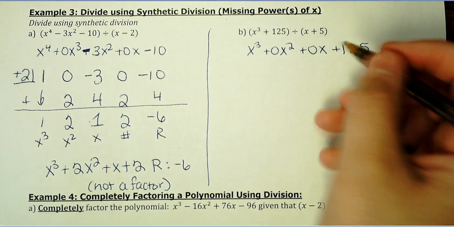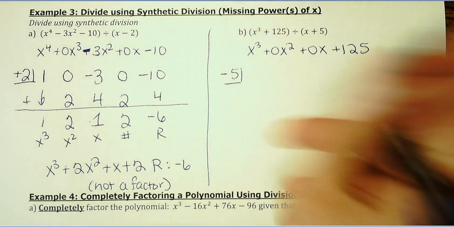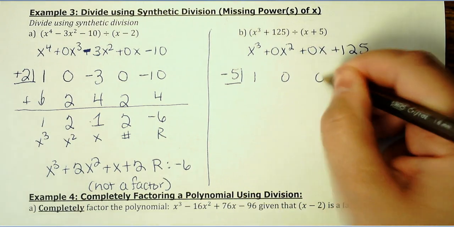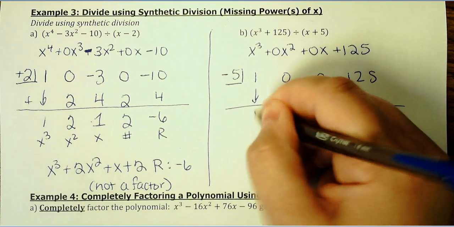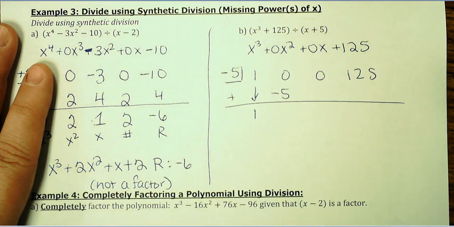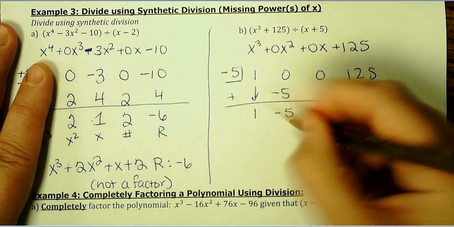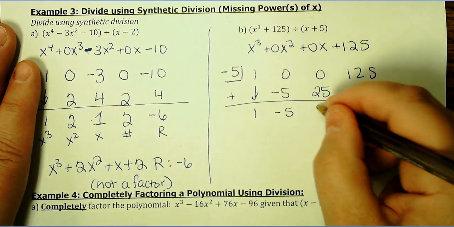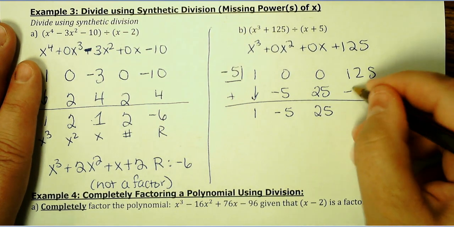Okay, so here we're going to do x plus 5, so I'm going to write negative 5 outside, and 1 x cubed, no x squared, no x, and a 125 as my constant. Bring down the 1. Negative 5 times 1 is negative 5, and then we're just going to add the numbers stacked on top of each other, so this will be negative 5. Negative 5 times negative 5 is 25. Add these two numbers, it is 25. Negative 5 times 25 is negative 125.